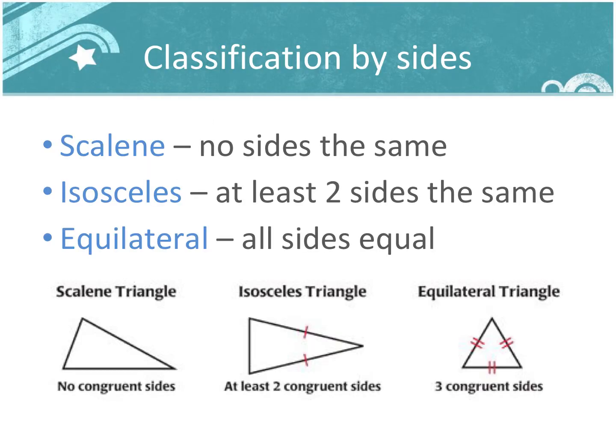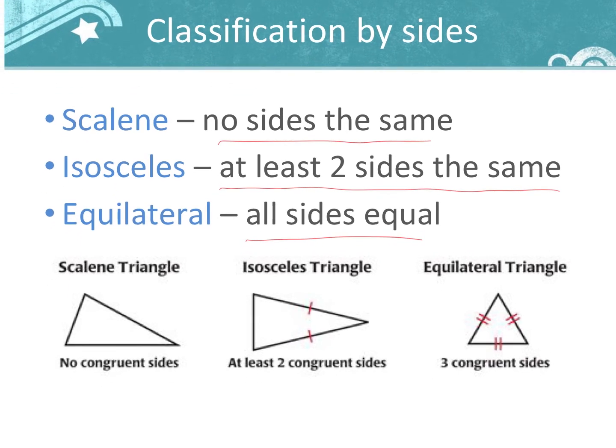Now, there's three different kinds of triangles. There's a scalene, which means no sides are the same. There's isosceles, where at least two sides are the same. And then there's equilateral, where each of the sides are the same. And we have an example down below.